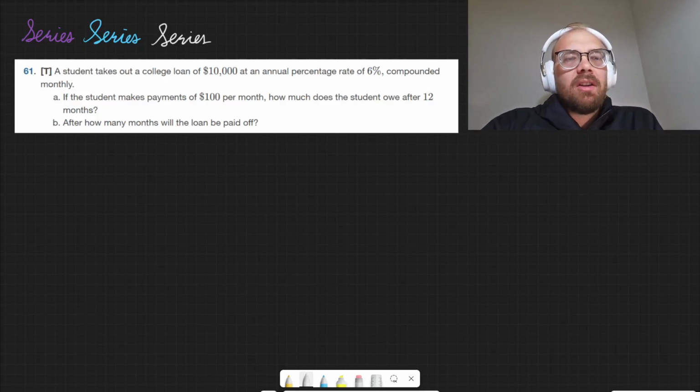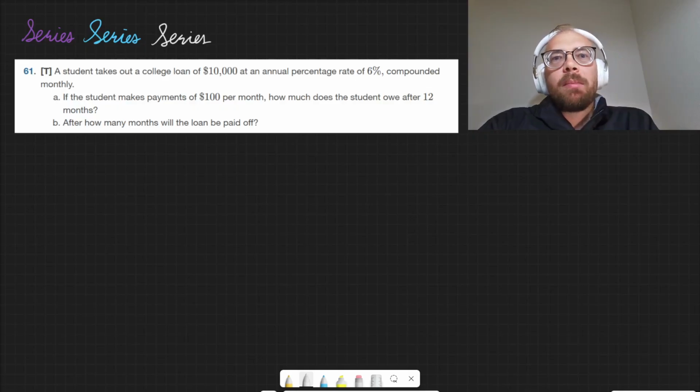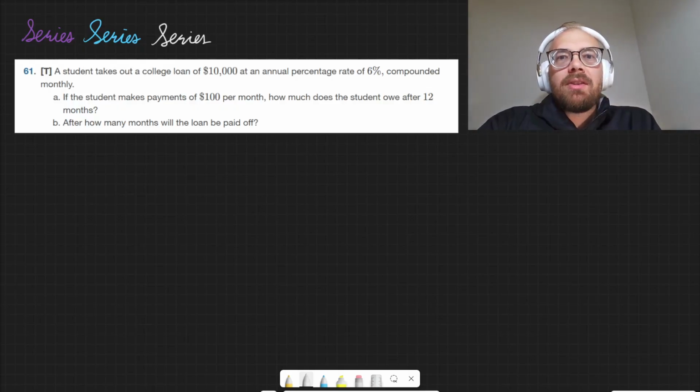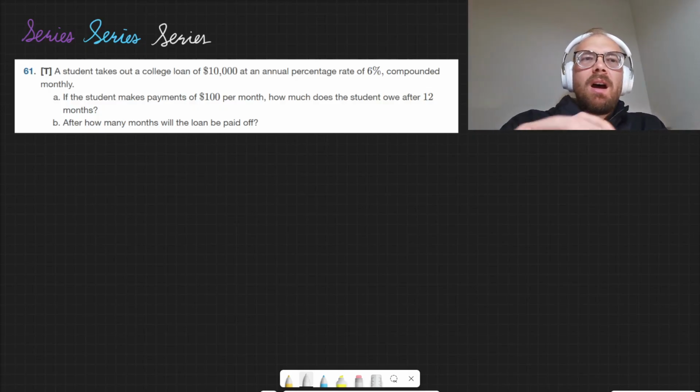A student takes out a college loan of $10,000 at an annual percentage rate of 6%, compounded monthly. A, if the student makes payments of $100 per month, how much does the student owe after 12 months? And B, after how many months will the loan be paid off? So this doesn't really seem like a series problem, but it actually kind of is. It's like a sequence series thing going on.